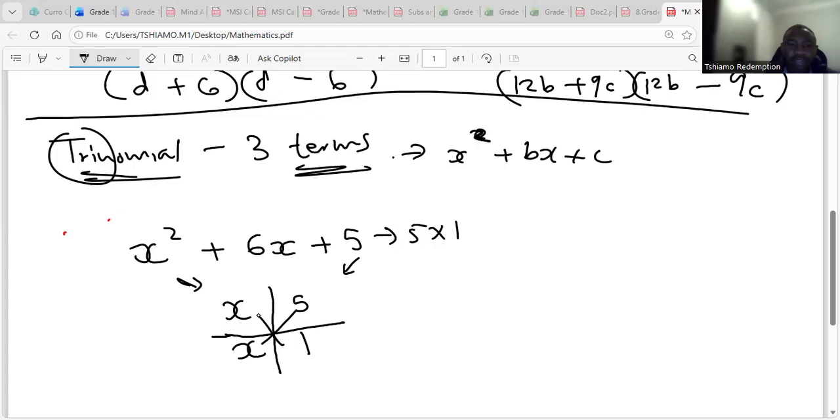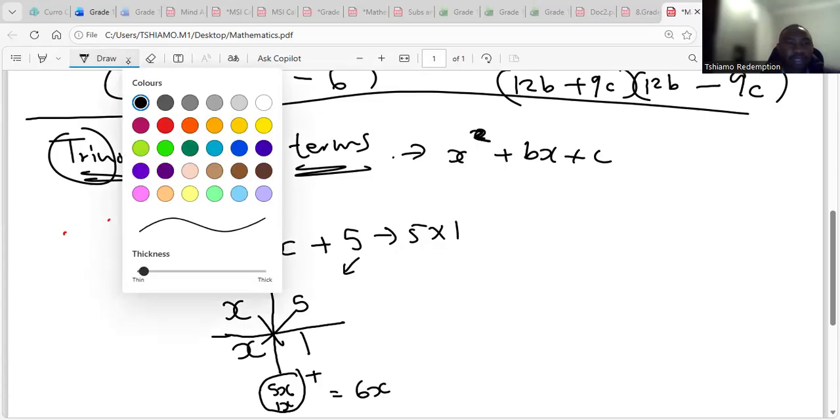If I multiply these two, what is x multiplied by 5? It's 5x, and then x multiplied by 1 is 1x. Now, if I add these two up, it's going to add up to 6x. Now, how do I know if I should be adding or subtracting the terms?